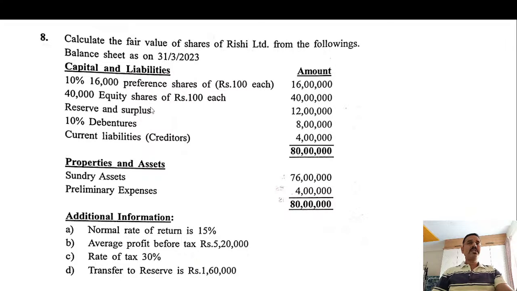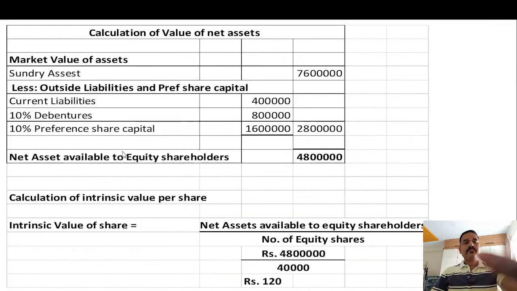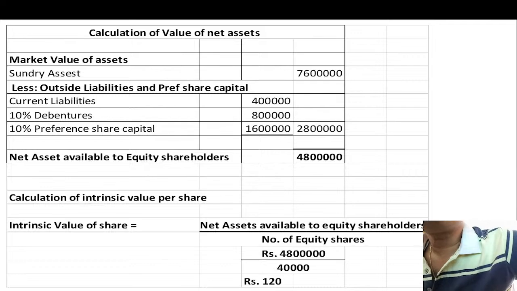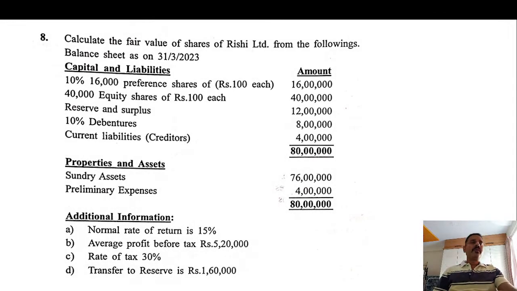Then reserves and surplus 12 lakh, 10% debentures 8 lakh, current liabilities 4 lakh. So total is 80 lakh. Then additional information: properties and assets, sundry assets 76 lakh, then preliminary expenses 4 lakh. Normal rate of return is given as 15%, average profit before tax is 5,20,000, rate of tax is 30%, transfer to reserve rupees 1,60,000.